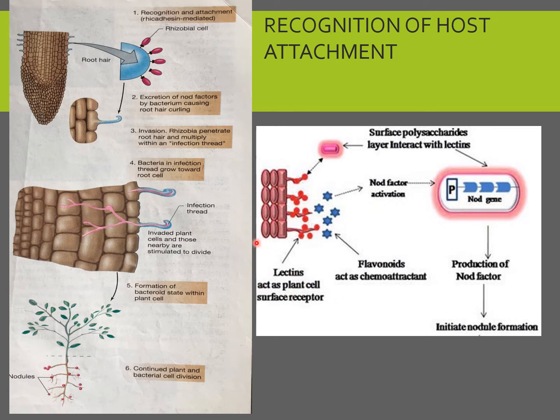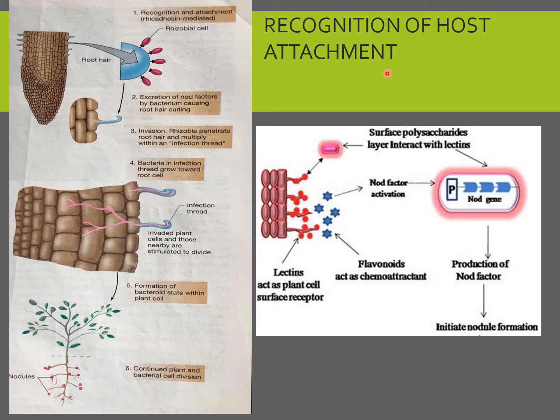These are the chemicals. Lectin is a protein and trifolin is a polysaccharide. So these lectins and trifolins are the chemicals which mediate the binding with rhizobium, or which help the rhizobium to bind to the particular plant root.